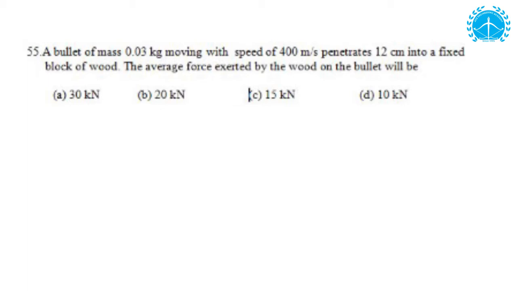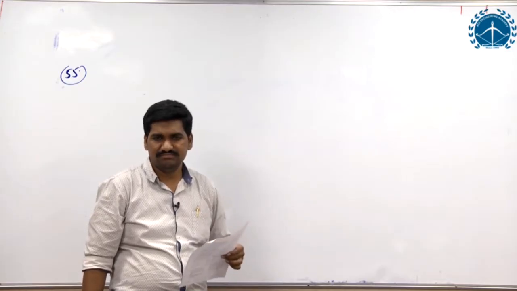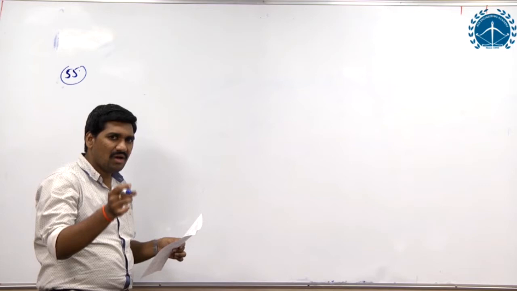Okay, so a bullet of mass 0.03 kg moving with a speed of 400 meters per second penetrates 12 centimeters into the fixed block of wood. The average force exerted by the wood on the bullet will be. Okay, so he was saying that the block is a fixed block.